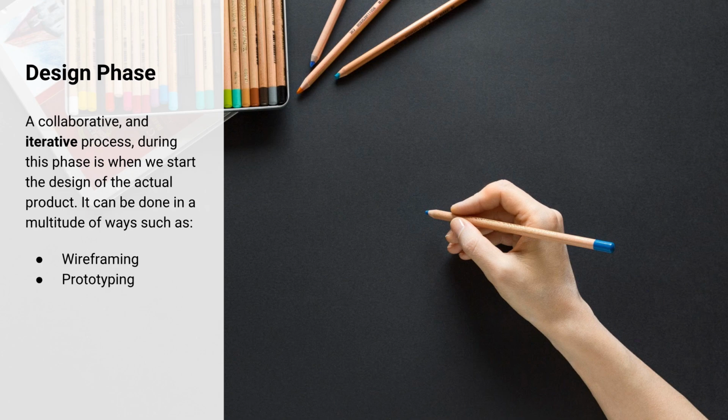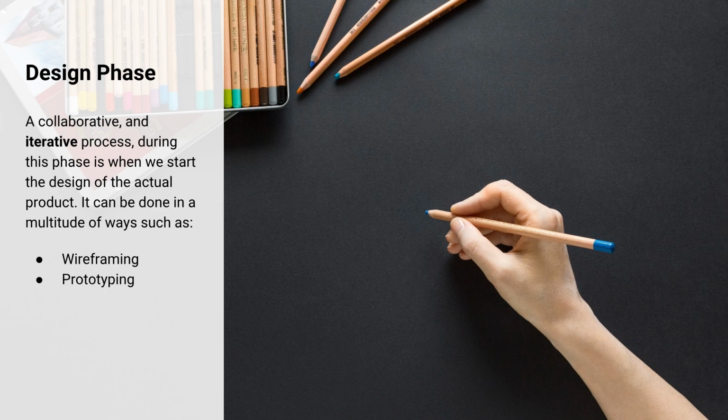And once that's done, we have the final step as far as actually making the design, which is the design phase. The design phase is basically a collaborative and iterative process. During this phase is when we actually start the design of the actual product. And it can usually be done in a multitude of ways, such as wireframing and prototyping.